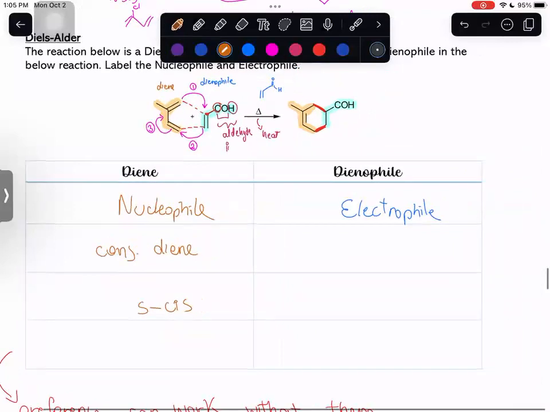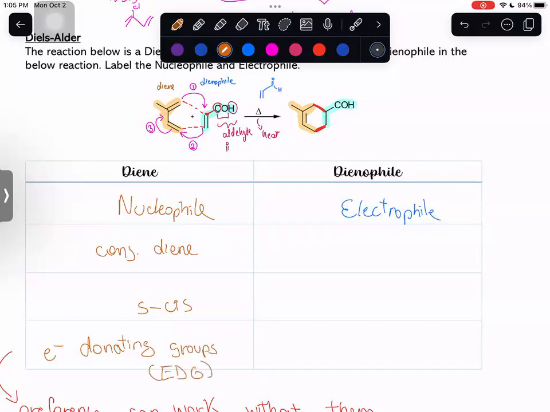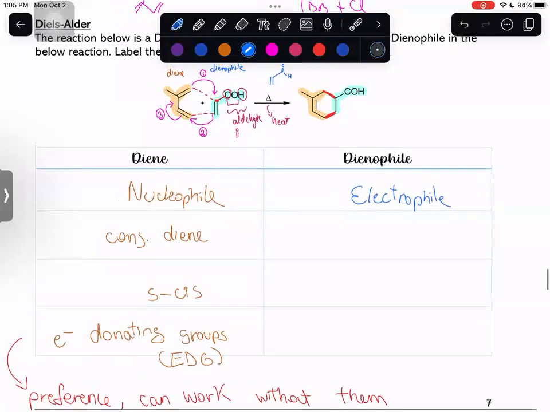Now, the next aspect is going to be a little preference that your diene has, but the reaction can still work without them. And that's going to be your electron donating groups. So let's start writing them. Or sometimes I'm just going to write EDG. They mean the same thing. And we're going to talk about more of those guys later on in the handout, but for now, again, diene has a preference for the donating groups, but again, if it doesn't have them, it's still going to work. It just basically just makes the reaction happen faster, and that's it.